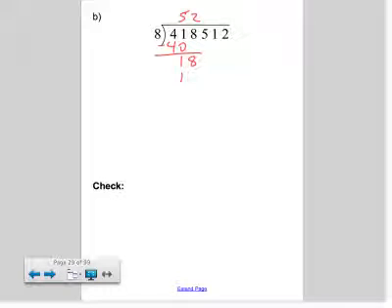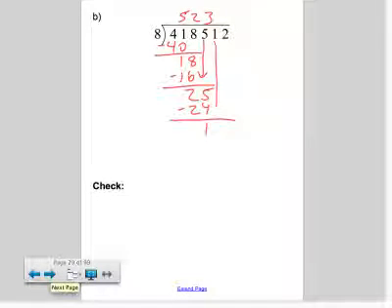2 times 8 is 16. Subtract them. You get 2. Now the 5 comes down. 8 goes into 25 three times. 3 times 8 is 24. Subtract them. Bring down the 1. 8 goes into 11 once. 1 times 8 is 8. Subtract them, you get 3.